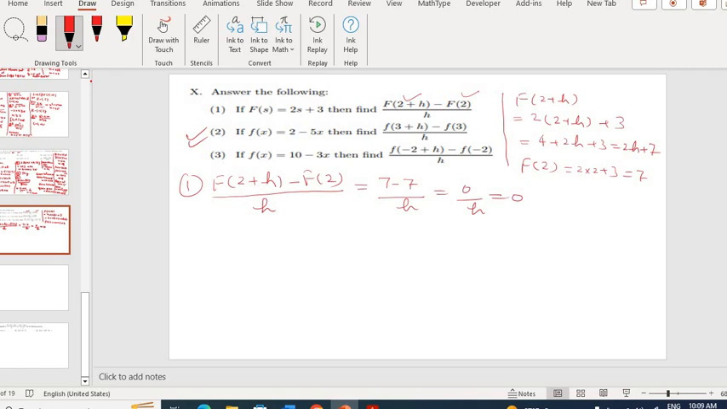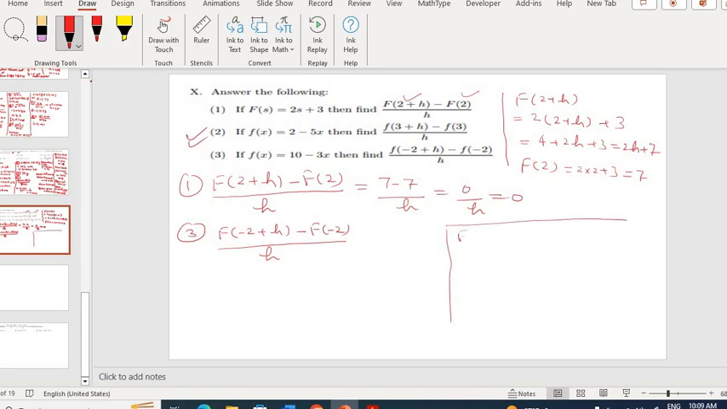By that way you will get that one. Question number 3 I am going to write. Question number 3: f(x) is equal to this, find this value. f of minus 2 plus h minus f of minus 2, divided by h. So what we have to do, he needs the answer of this. So we need to calculate f(x) separately.